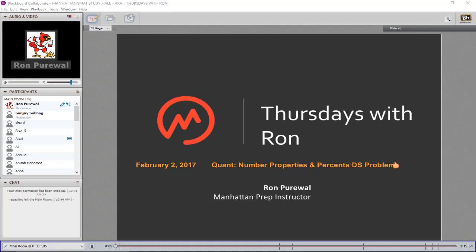Going to do some quant problems. They're all data sufficiency today. So again, we do assume a certain level of familiarity with data sufficiency on your part. These problems have to do with number properties and/or percents.